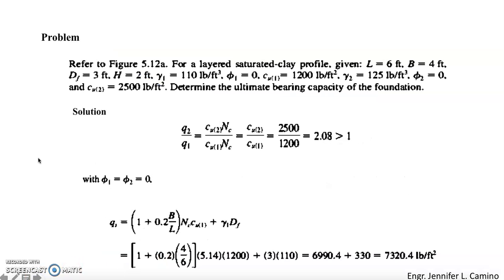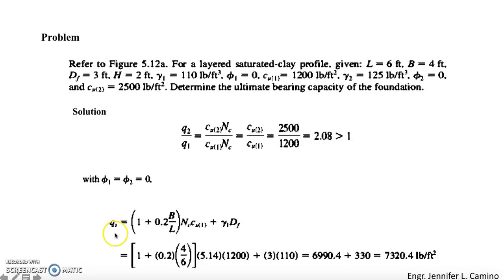Okay, let's have a problem. Refer to the figure presented a while ago. For a layered saturated clay profile, you are given these parameters. We have to determine the ultimate bearing capacity of the foundation. So we have to solve for the ratio between the bearing capacity of the bottom soil with respect to the top soil. It is 2.08, which is greater than 1, with phi1 and phi2 equal to 0.